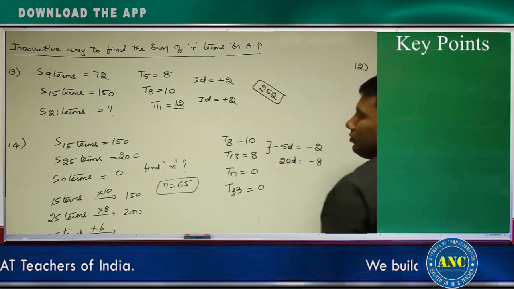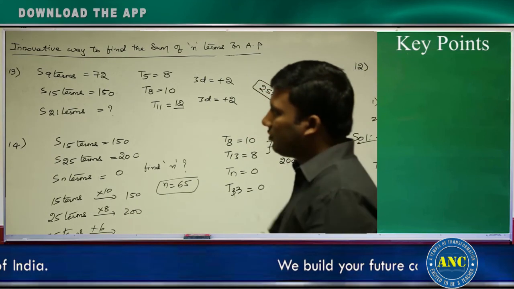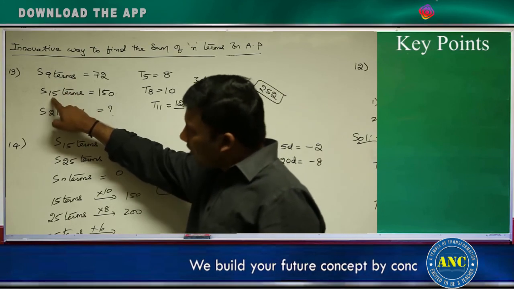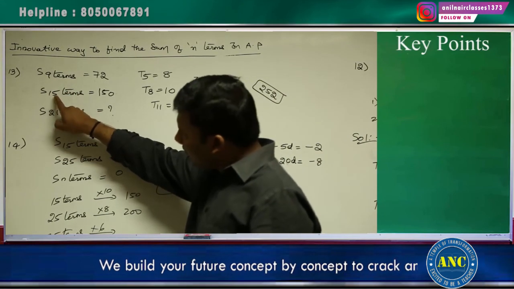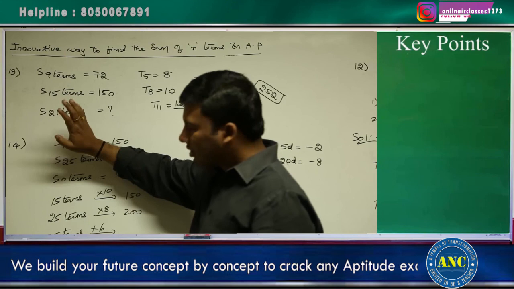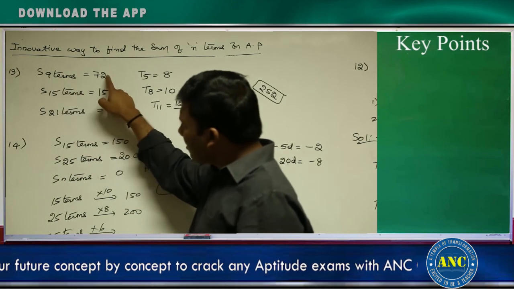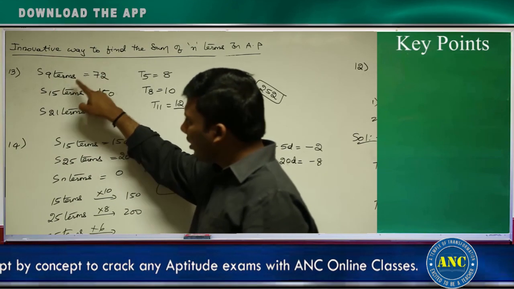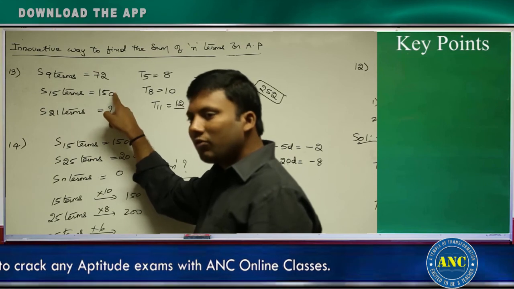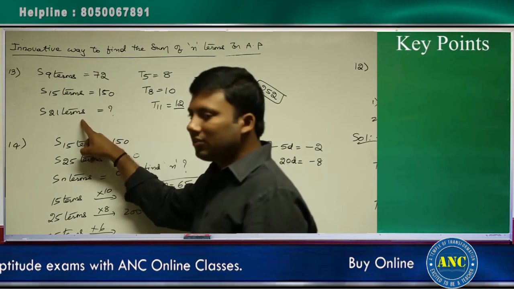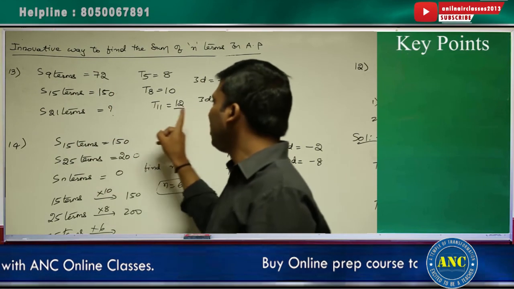252. Or otherwise, just now, 9 and 15, what is the difference? 6. 15 and 21, what is the difference? 6, so same pattern. 9 8s are 72, it is into 8. 15 10s are 150, into 10. Next will be into 12. 21 into 12, 252.